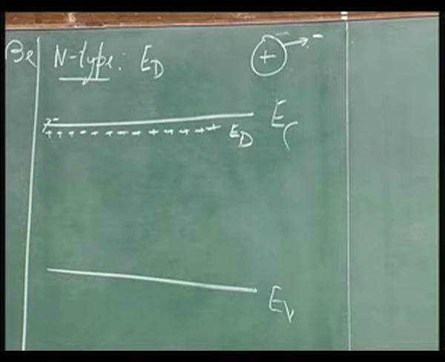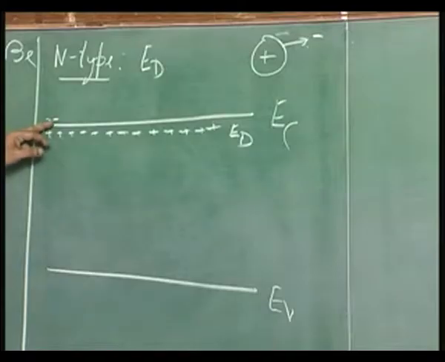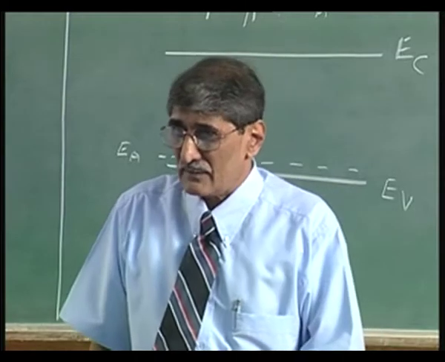If you take gallium arsenide, the energy is 6 milli electron volts or 5 milli electron volts. Then, even if you go down to liquid nitrogen temperature, the electrons do not remain there, they are available for conduction, because very little energy is sufficient to release those electrons to the conduction band. So, even at much lower temperatures, you have electrons which are available for conduction.